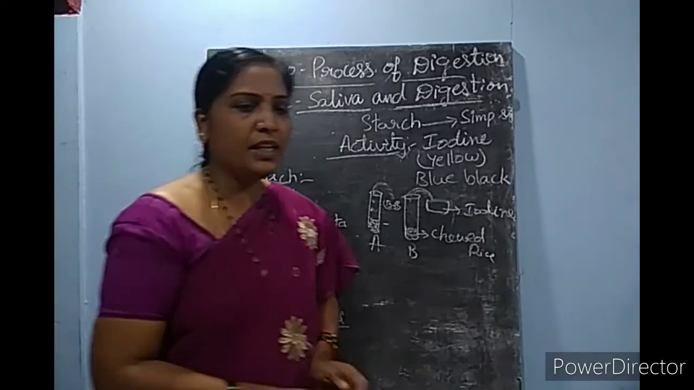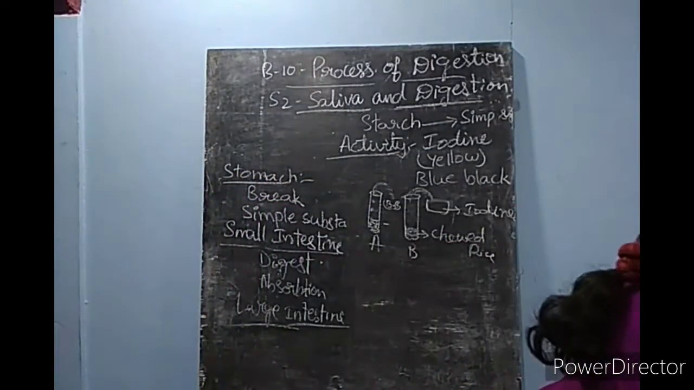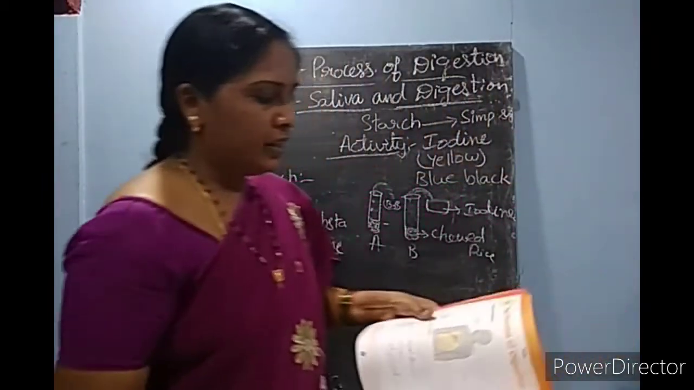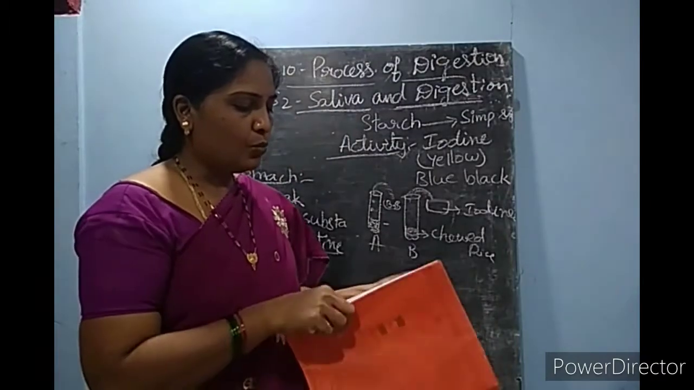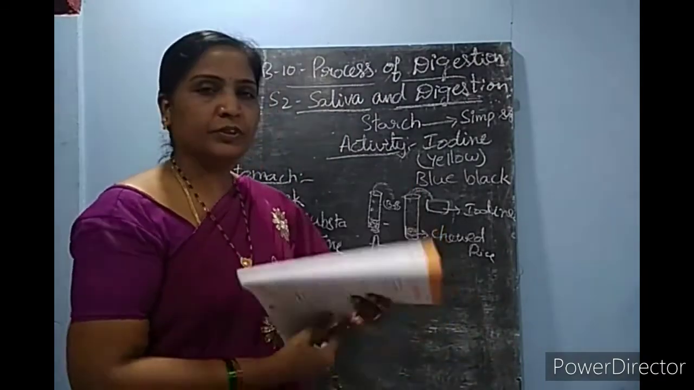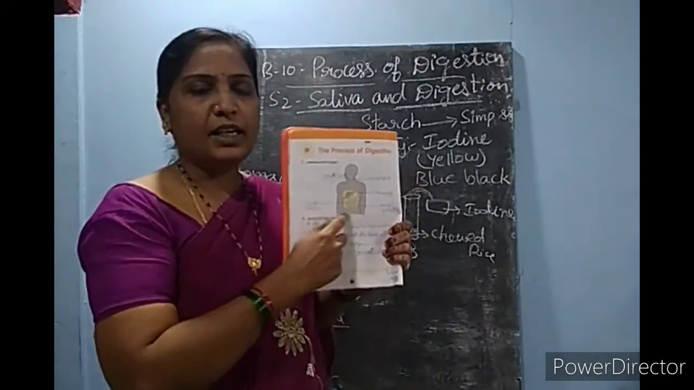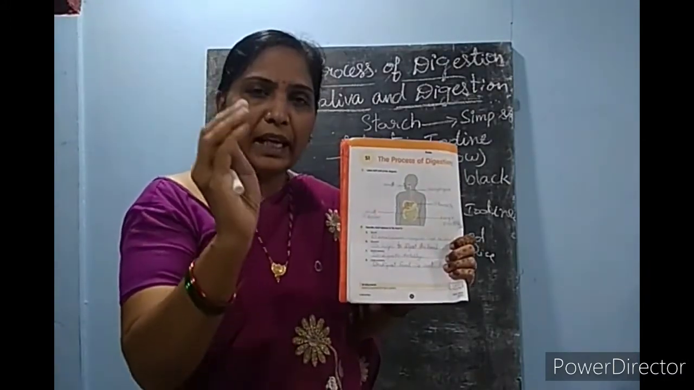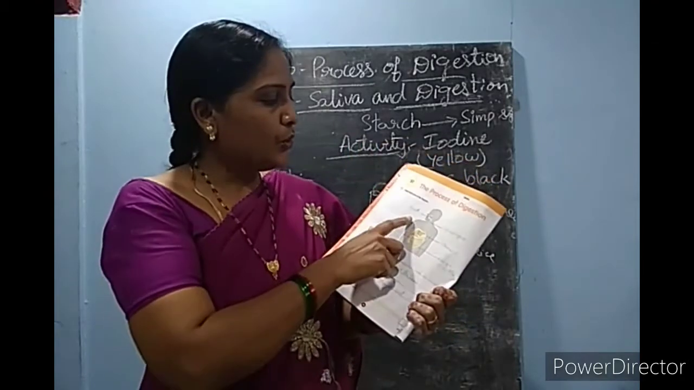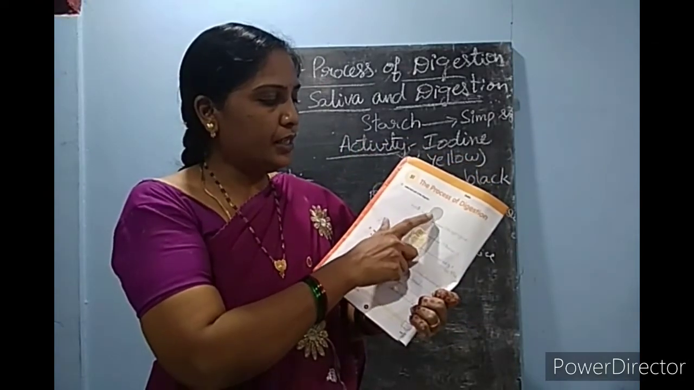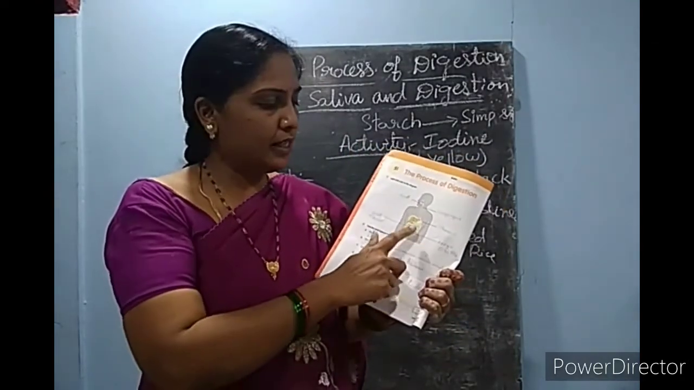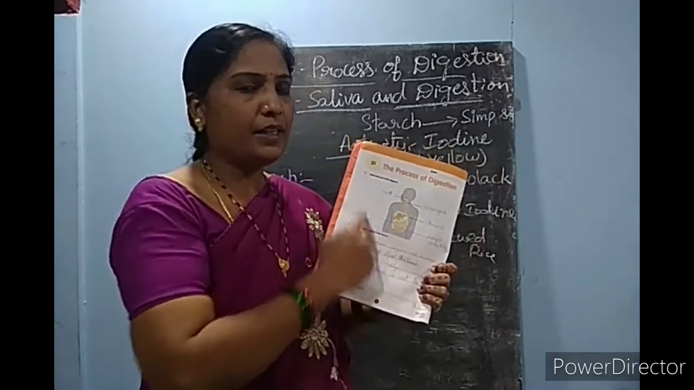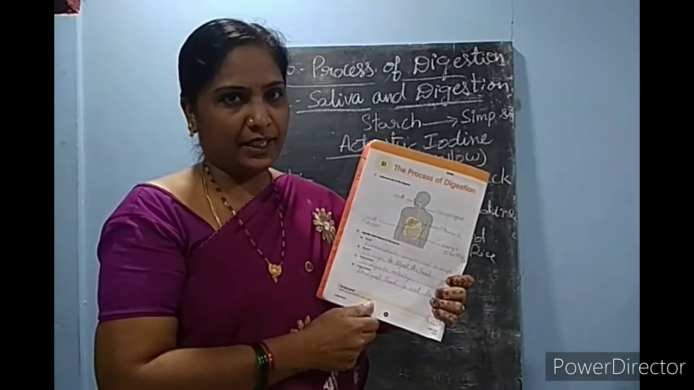Now let's see the questions given in your volume book. The first one is the digestive system, already drawn in the book. You only need to label the parts: the first part, the long tube-like structure, the bag-like structure, and the coiled tube. Label all these parts.